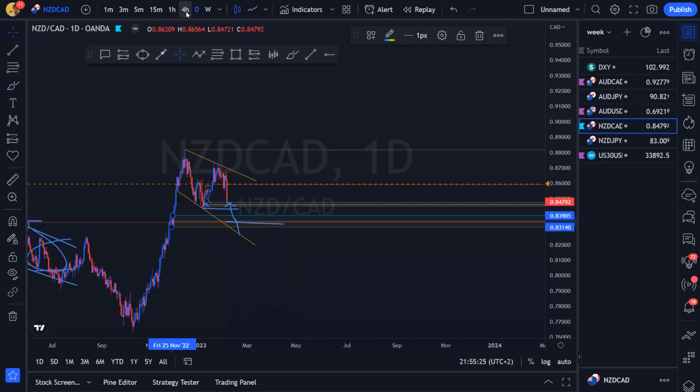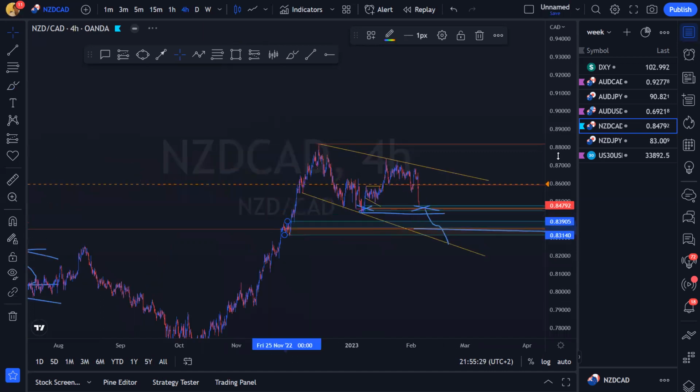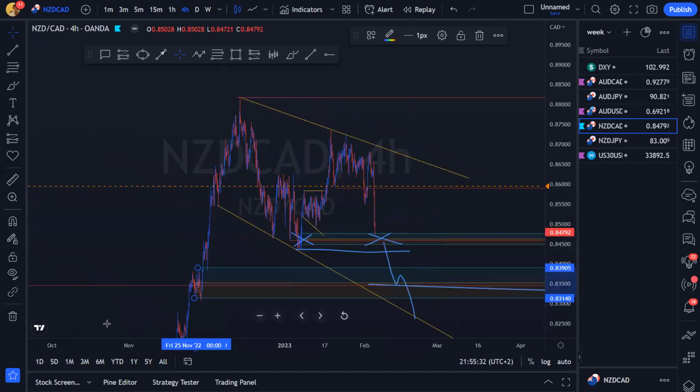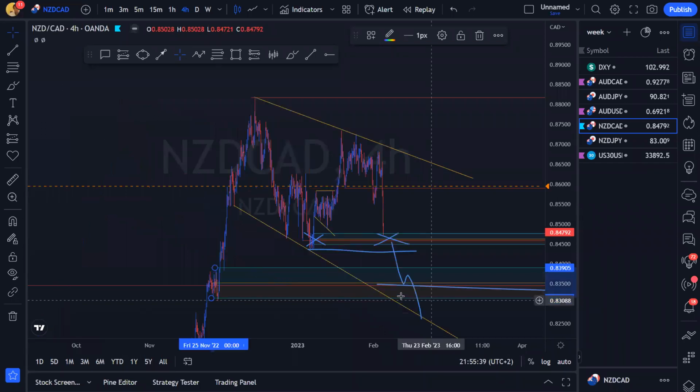We can go down to a 4-hour and see if we can refine that and find any bullish engulfing inside of there. If we do find a bullish engulfing, then that just increases the probability of us finding a trade inside of here. There is no bullish engulfing. So otherwise, let's just look to trade at the support trend line. What we'll do is just respond to the price action.